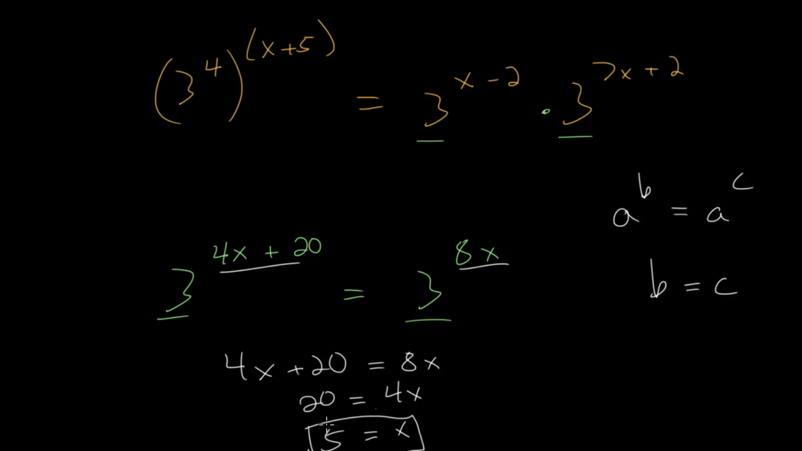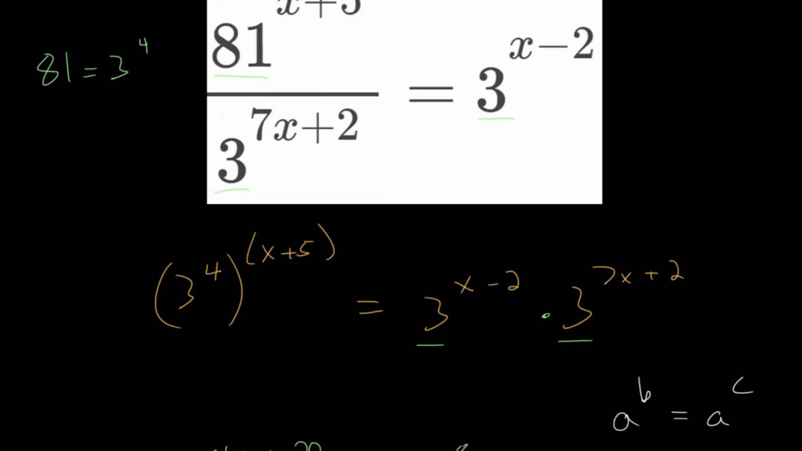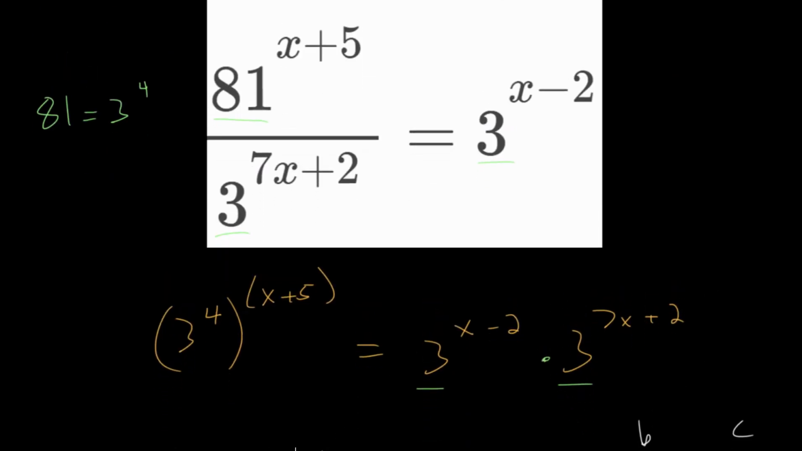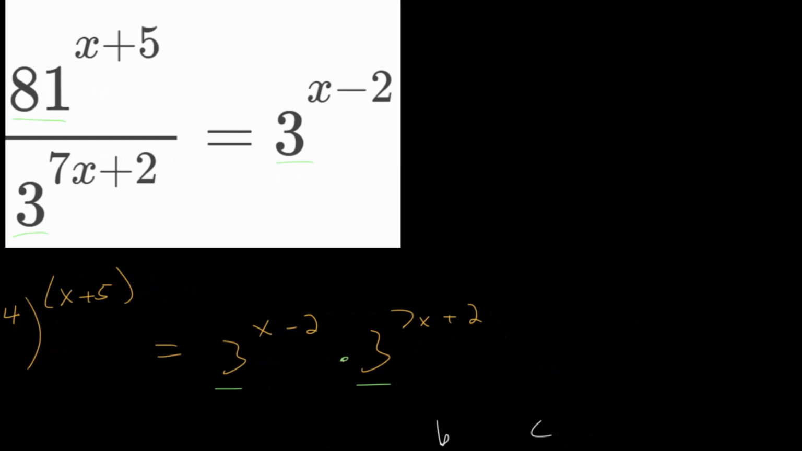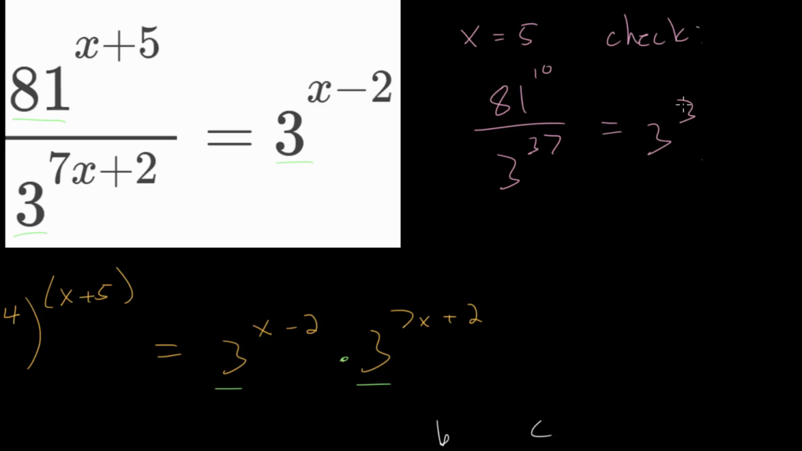So this is what we think is our answer, but to know for certain, we will need to plug it back in. So let's go back up to the original equation here. And like we found, we think that x is 5, but we need to check our work. Let's plug everything in. We get 81 to the 10th power over 3 to the 35 plus 2, or 3 to the 37th power. And this is equal to 3 to the 5 minus 2, which would be 3 to the 3rd. Now, this looks a little bit messy, but remember we can rewrite 81 as 3 to the 4th.